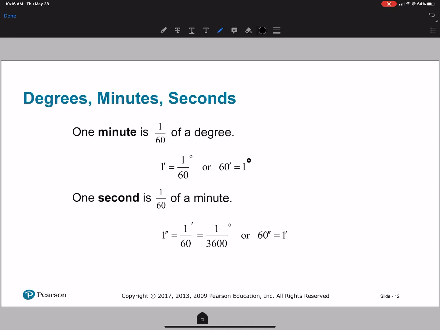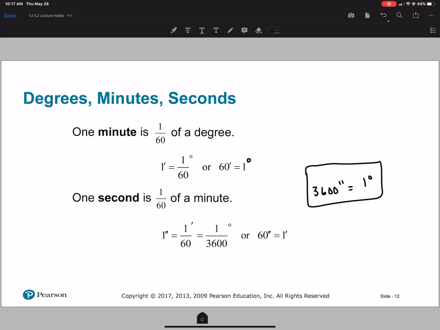Or you can say we have 60 seconds in 1 minute. So keep that in mind. Or, another thing that we could write is 3,600 seconds in 1 degree. Right? So keep that in mind. It's just another conversion to help you do these problems.